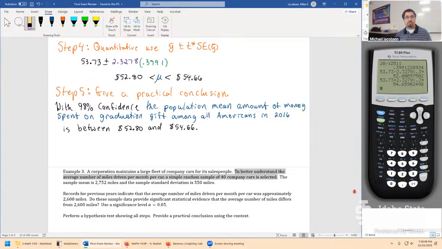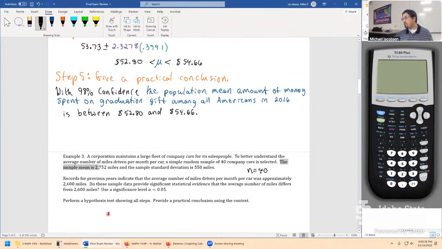We're told they have a large fleet, so we're assuming that's less than 10% of the entire population size. Maybe they have thousands of company cars. But we do have a random sample of n equals 40 cars in this problem. They go and just spit out some data. Sample mean. Right here, the data is quantitative. So a mu is going to come up again. And this one is just a hypothesis test, now with quantitative data.